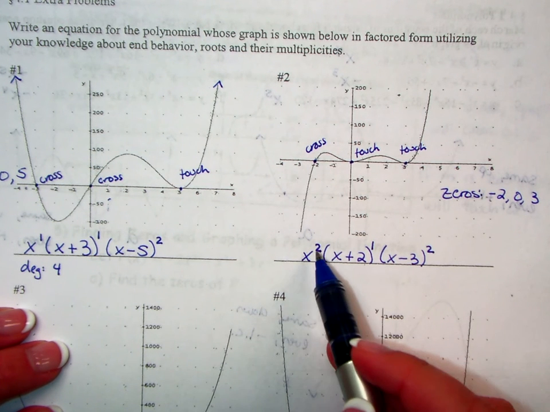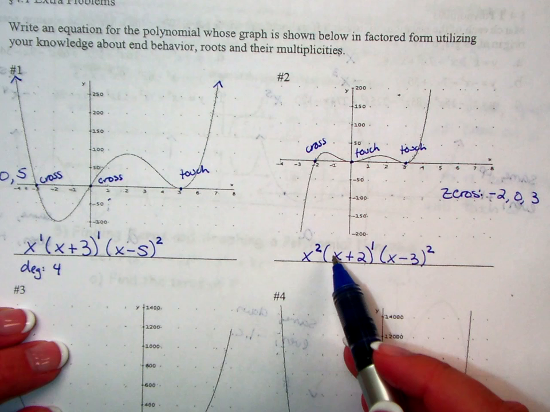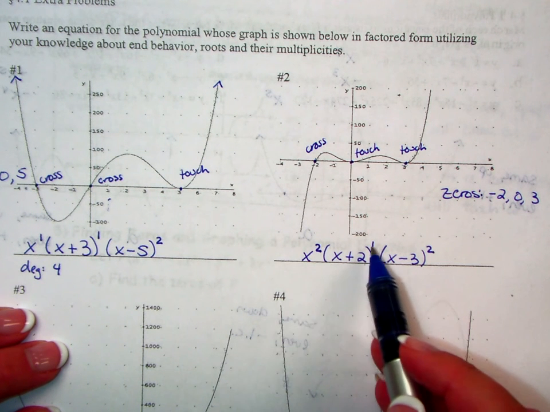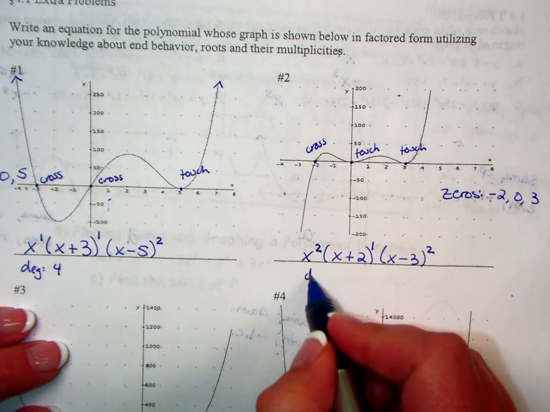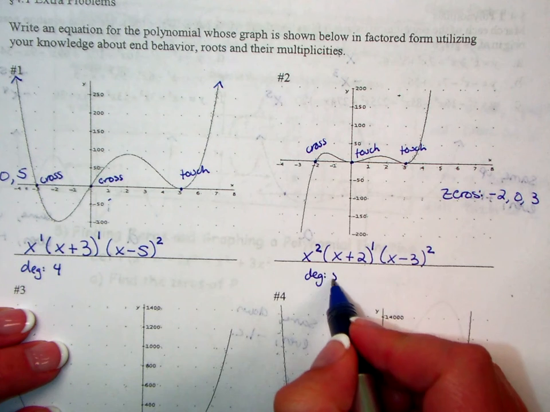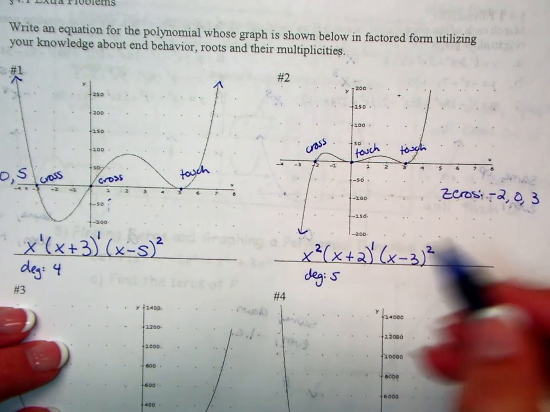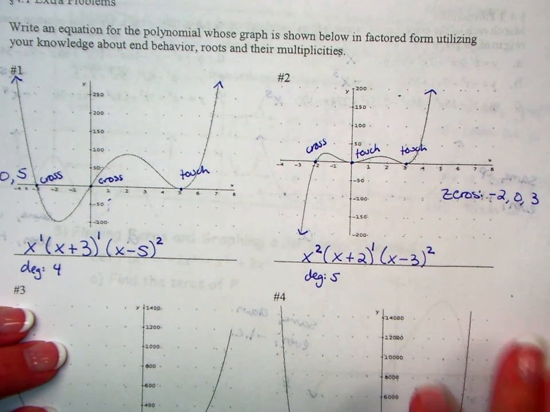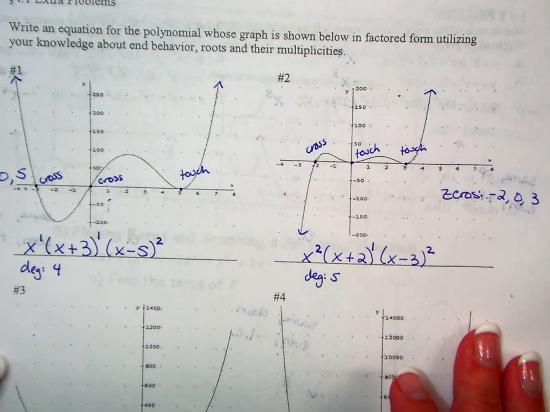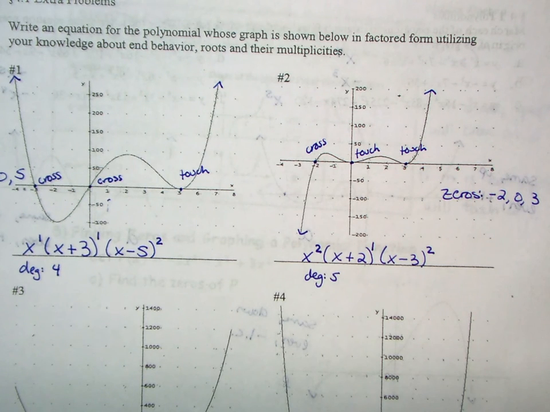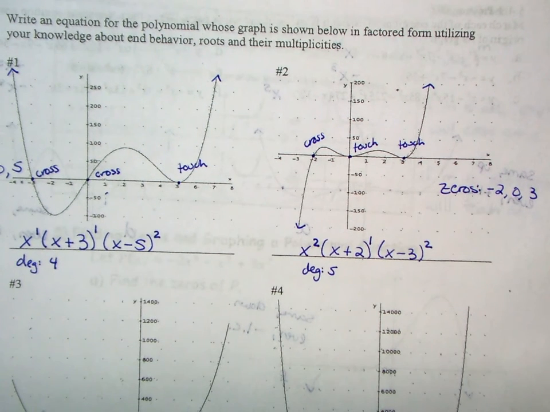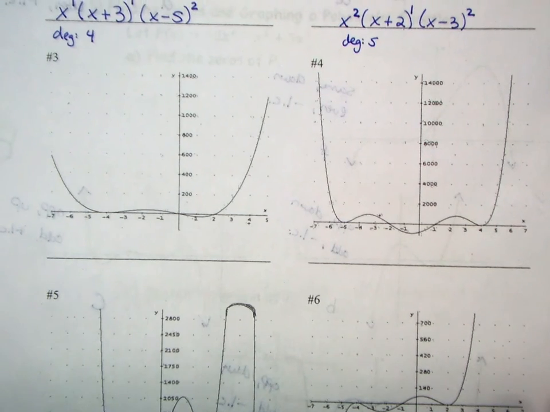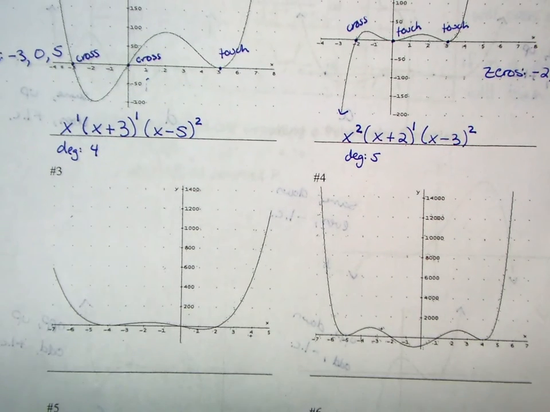So if I were to, again, add up these multiplicities, it should match the degree. And the degree should match the end behavior. So 2 plus 1 plus 2 means this is degree 5. So our end behavior should be opposite, right? And it's positive and it's going up. Okay, everything is lining up. So go ahead, pause the video and see if you can complete 3 through 6 on your own.